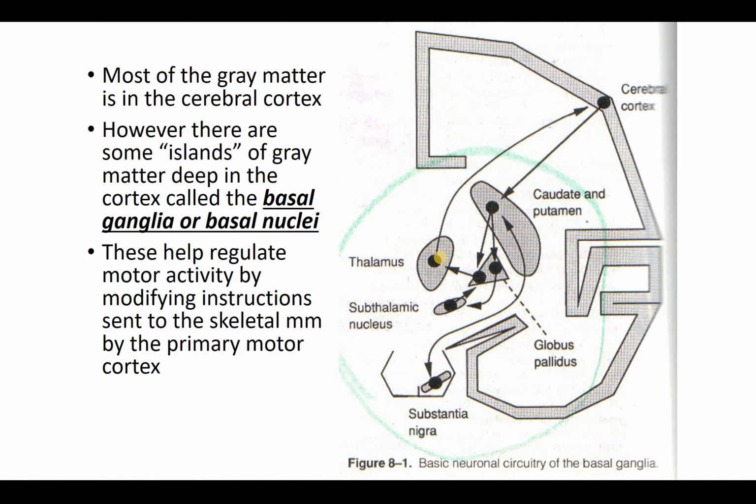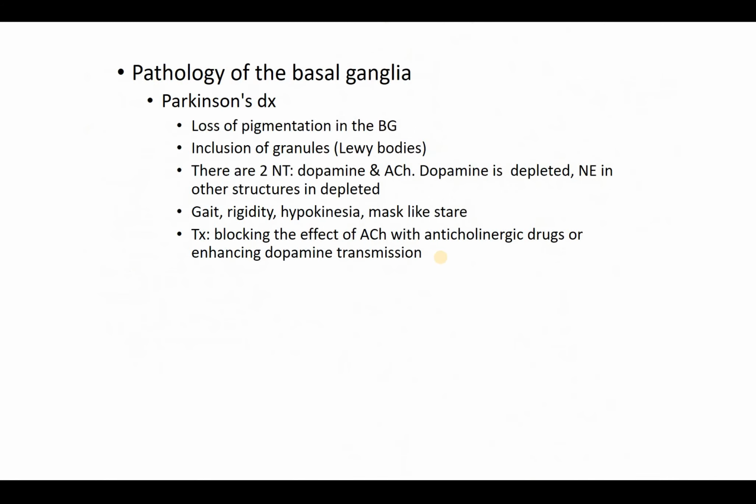And the basal ganglia's function is to regulate motor activity by sending and modifying instructions to the skeletal muscle to carry out their coordinated motor function. Okay. If there's a disruption in the basal ganglia, then this can lead to Parkinson's disease.